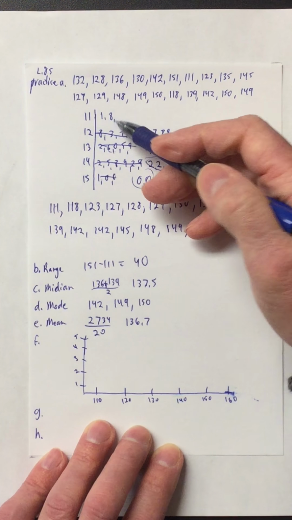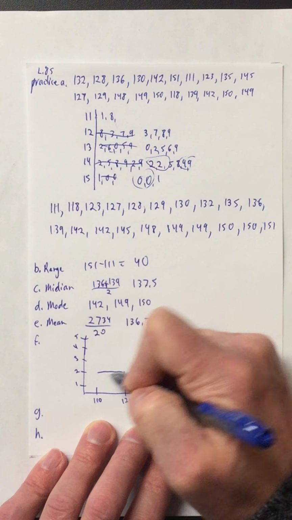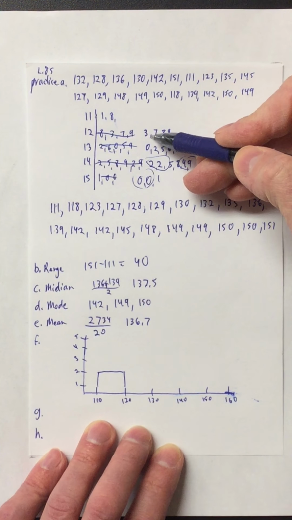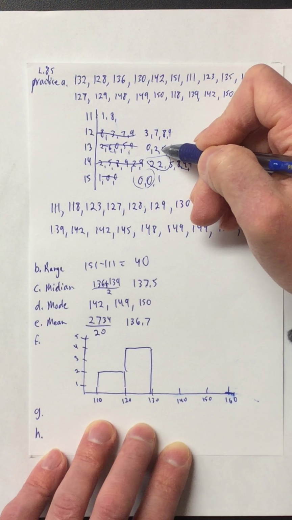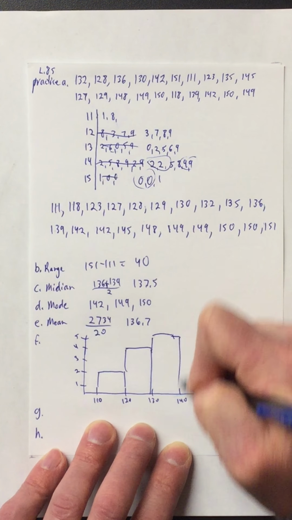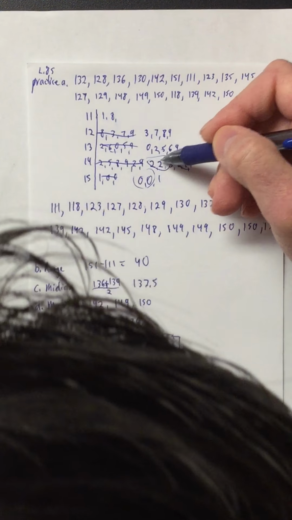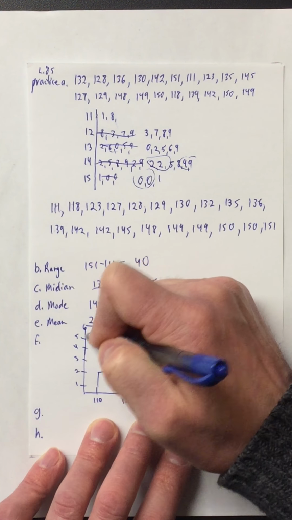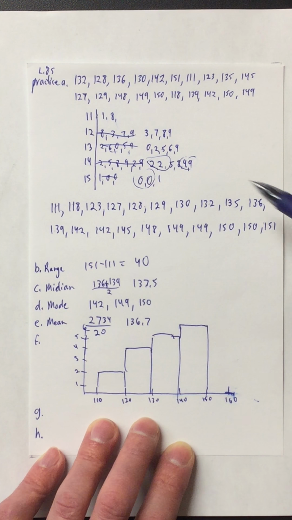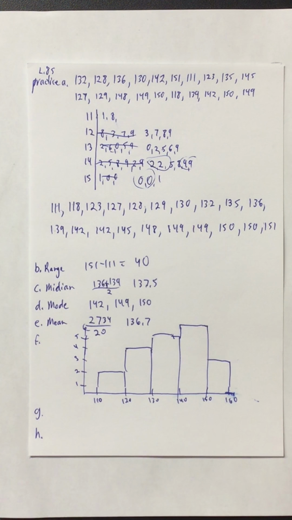Okay, let's fill it in here. For the first category here, it looks like I have 2 inputs. For the 120s, I have 4 inputs. For the 130s, I have 5 inputs. For the 140s, I have 1, 2, I have 6 inputs in there. I gotta go even higher. There we go. 6 on my graph. And then for my 150s, I have 3. So there is my histogram or my frequency distribution chart.